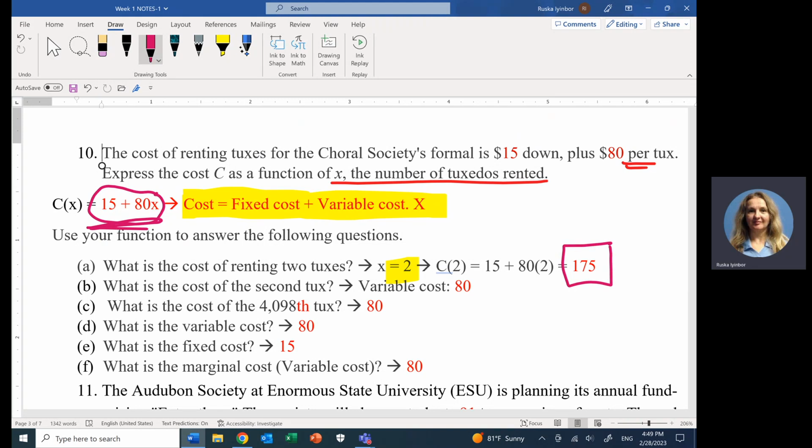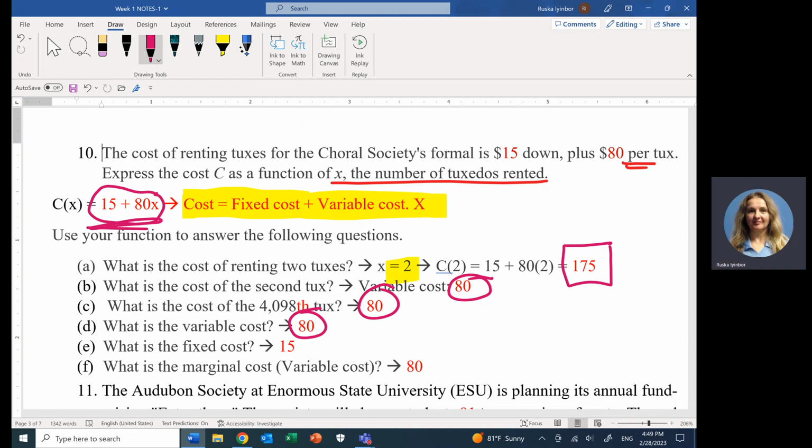Now, they're also asking what is the cost of the second tux. So the first one is 80, the second one is going to be 80, the third one is going to be 80. All of those are going to be 80. So that's why the answer here is the variable cost, 80. Now, what is the cost of renting the 4,098th tux? So it doesn't matter if you're renting the first, the second, the third, each of those is 80 again. The variable cost is also 80 because that's the cost per each of those different tuxedos.